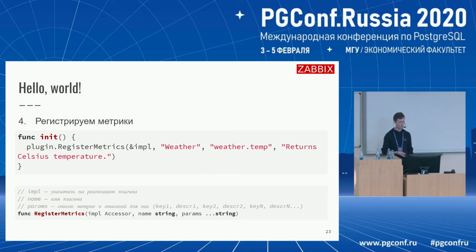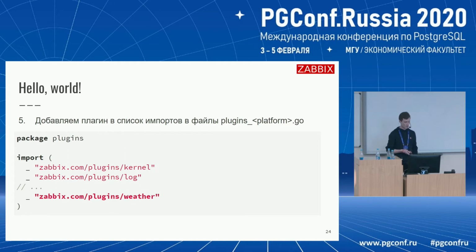And then we can register our metrics by using the register metrics method. In order to do so, we give a pointer. We indicate a name, and also we pass over a list of metrics with their description. And you can register several metrics in one step. And last but not least, we have to enable and add our plugin.